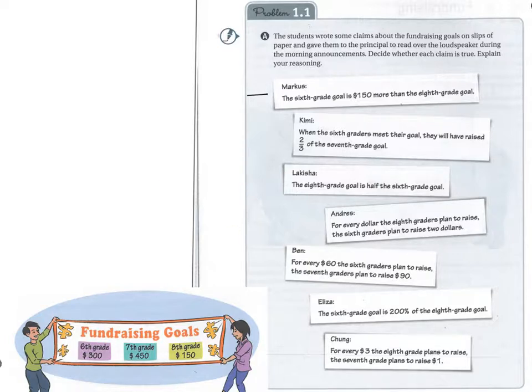So using the fundraising goals for 6th grade, which is 300, the 7th grade, that is 450, and the 8th grade, that's 150. Using these goals, you have to determine whether these claims are correct or incorrect, and then tell why or why not. Pause the video and do that now.